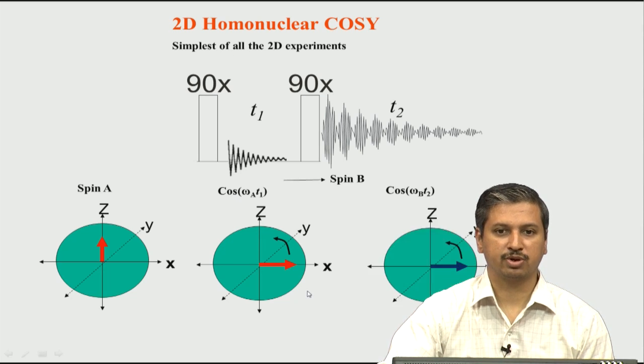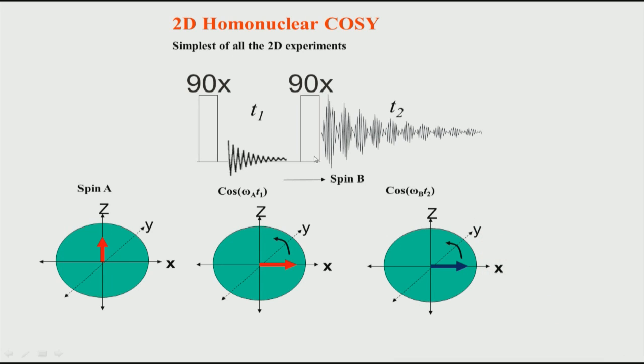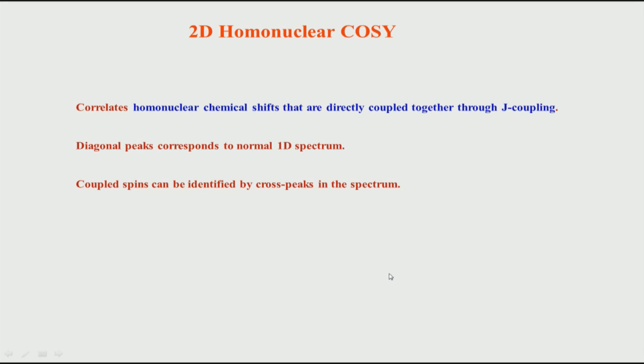Now, you transfer to the second spin B, and the second spin B now gets excited, and that is shown with this bluish arrow. This bluish arrow is now the spin B, and that is now evolving in time. So, this is again a repetition sort of the general 2D schematic. Now, let us go and see what kind of spectrum we get.